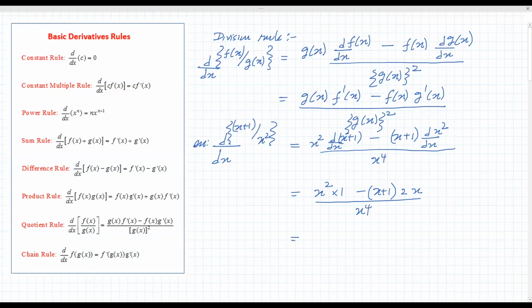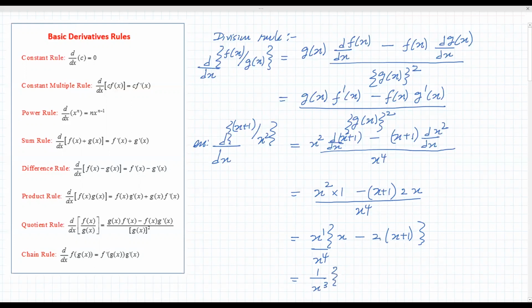Now you can see x is a common factor here. So you can take x out from the numerator. So you get x here, and then minus 2x plus 1, the whole thing divided by x to the power 4. So here you can cancel 1 x with the x's here. So 1 divided by x to the power 3.